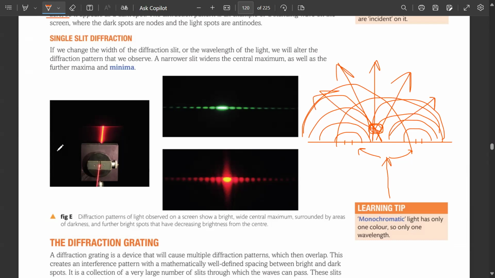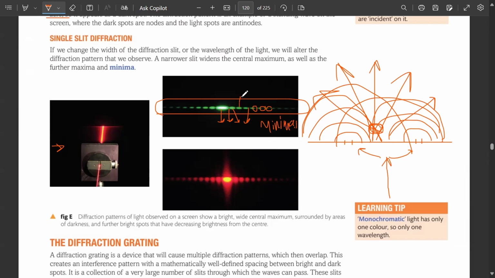Look at this laser which diffracted. The laser had different points, maximum regions, minimum regions, maximum regions, minimum regions. Look, in some places there is no light at all. These points where there is no light, we call these minima.